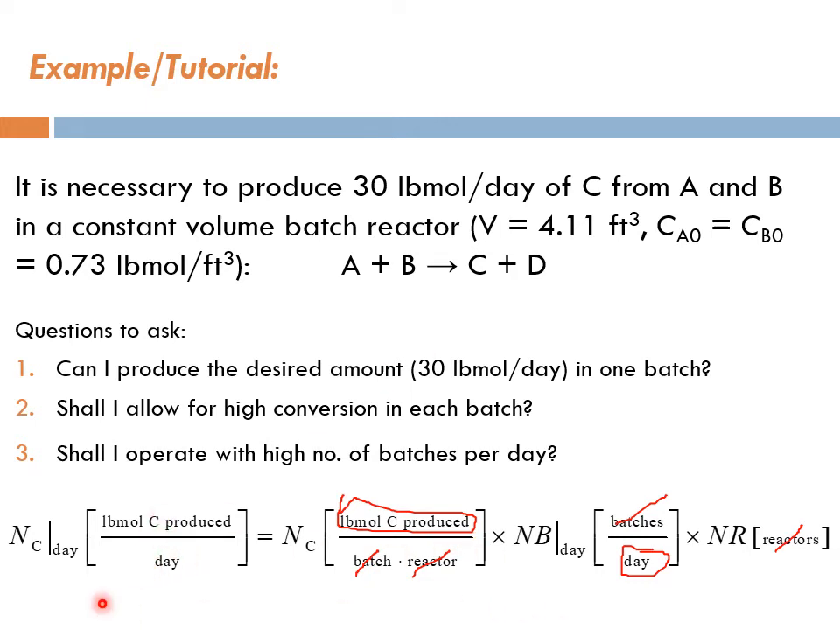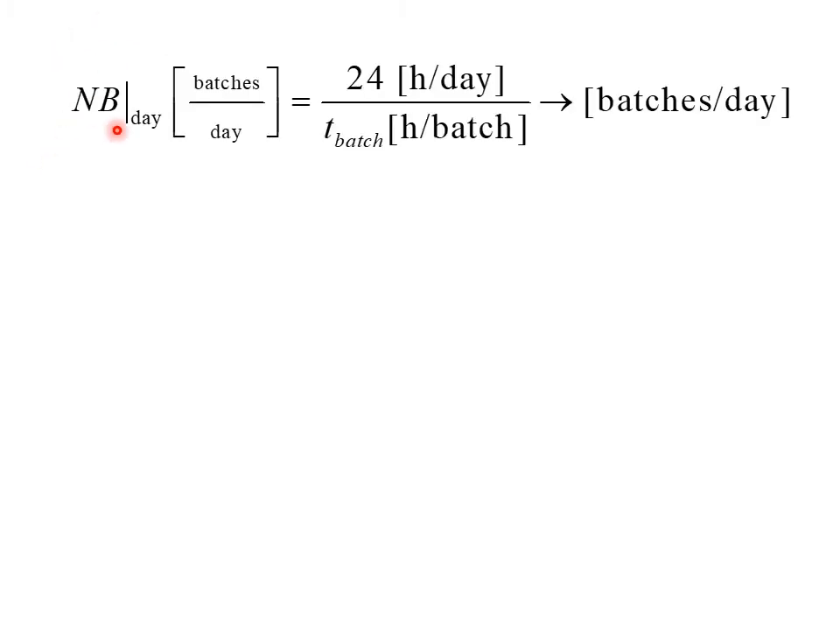Okay, so can you do that? Obviously you can, because you can use stoichiometry to find an equation for this NC. So you know how to find NC as a function of conversion, right? And how do you calculate the number of batches per day? You know how to do that? Okay, so let's learn how to calculate the number of batches per day. It's a very simple equation. Again, it depends on unit conversion. So we want the number of batches per day.